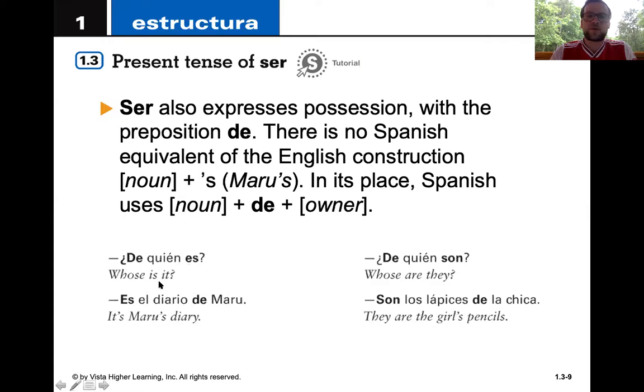Now let's look at what they're describing. Es el diario de Maru. It is the diary of Maru. Of whom is it? Or we're looking at the plural here. Whose are they? ¿De quién son? Son los lápices de la chica. So we're going to use a plural conjugation here if we're talking about a plural noun. We're also going to have to use a singular conjugation if we're talking about a singular noun.